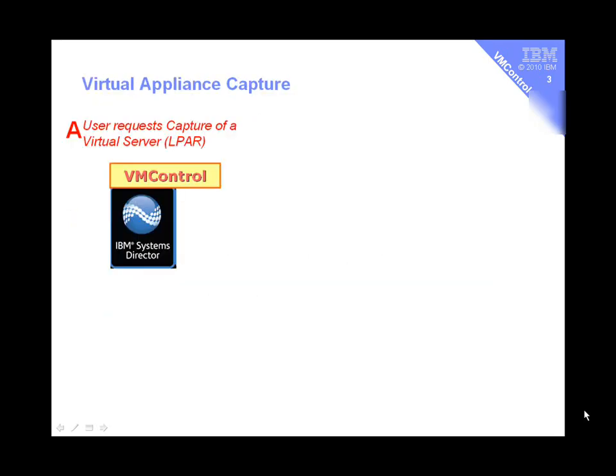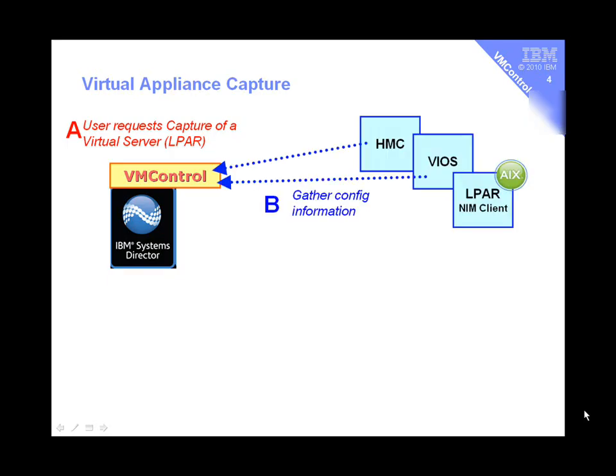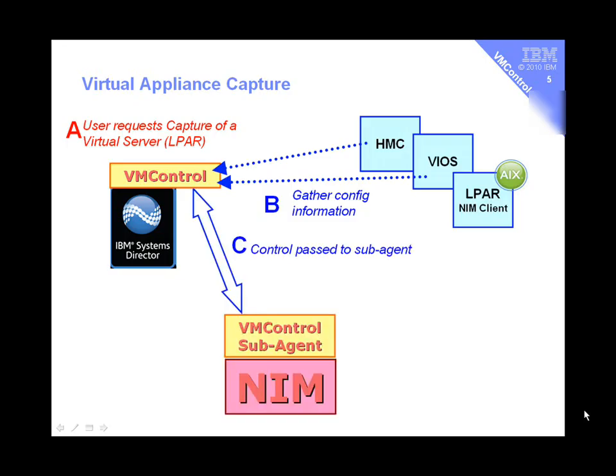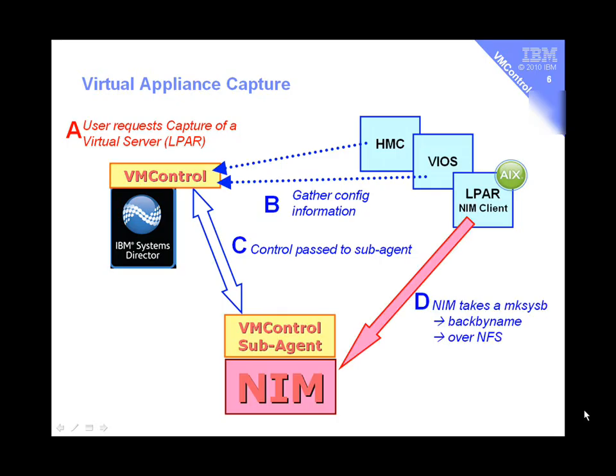We're going to start off then on the user interface. We're going to request a capture of a virtual server, in Director terms, a logical partition in our terms. It's then going to contact the HMC and VIO server to get some information about the configuration of our LPAR. We're then going to pass control to the sub-agent in the VMControl that's running on the NIM server. It's then going to make NIM create a mksysb.